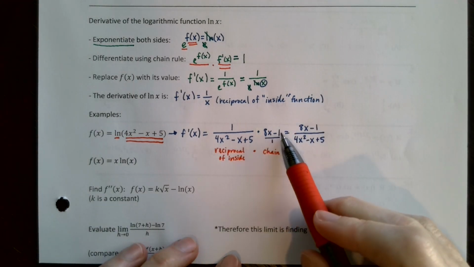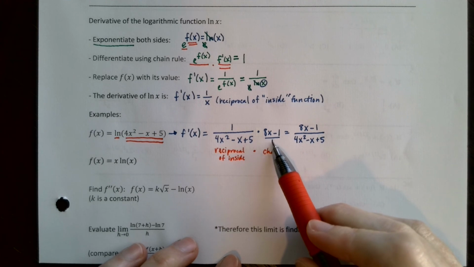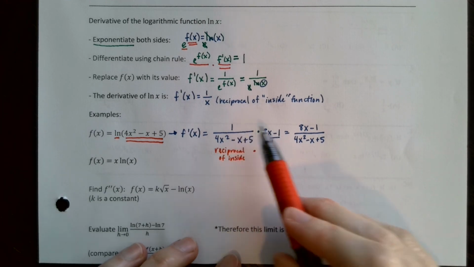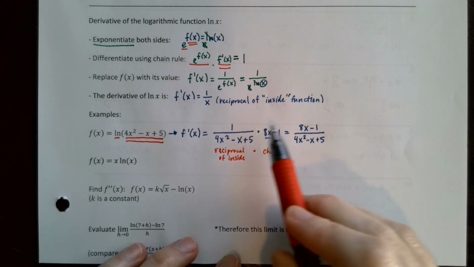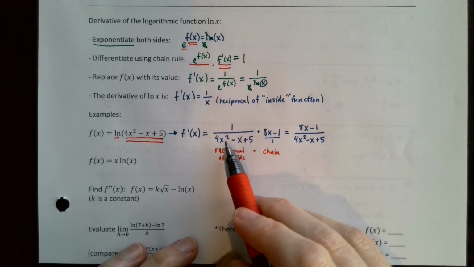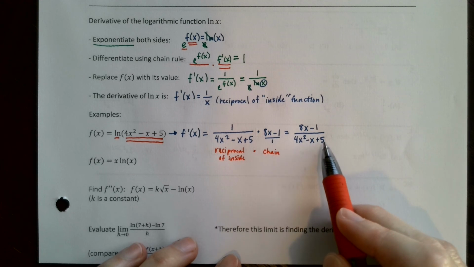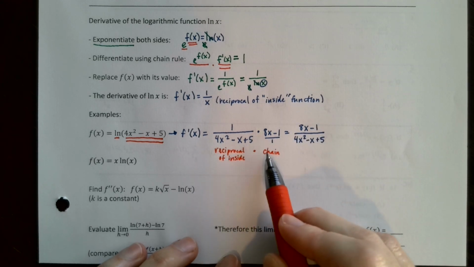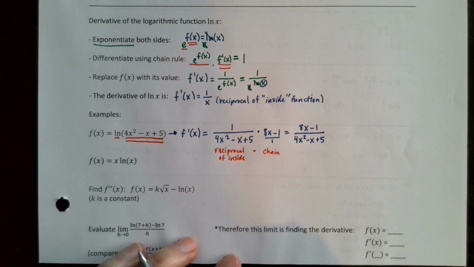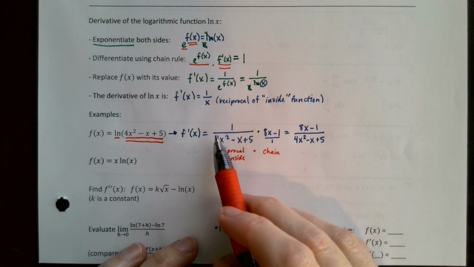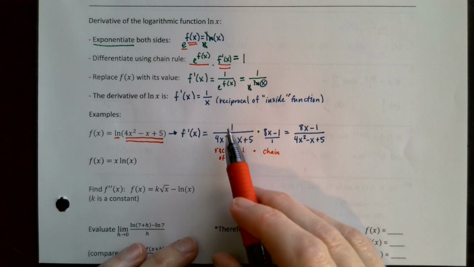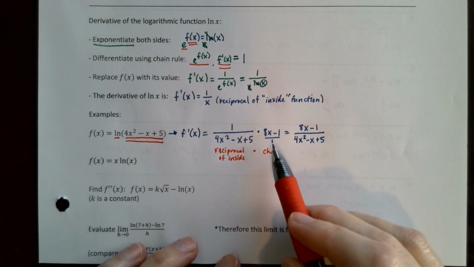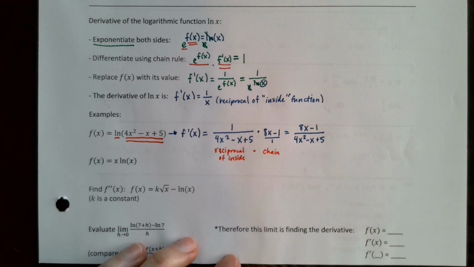So since that 8x minus 1 is technically over a denominator of 1, I would multiply these fractions. The 8x minus 1 would end up being my numerator because times 1 doesn't change it. And the denominator would be that trinomial. So that's my final answer. And I just wanted to summarize the 2 steps that we need to do anytime we have a natural log derivative. You start with the reciprocal of the inside, so it's 1 over the inside function, times the chain rule of the inside function, or derivative of the inside function.